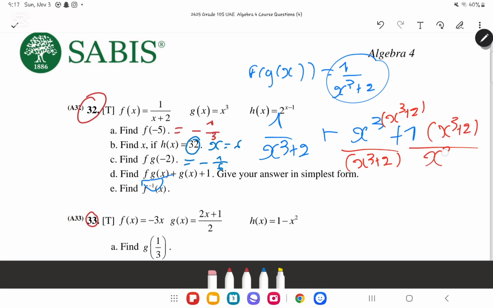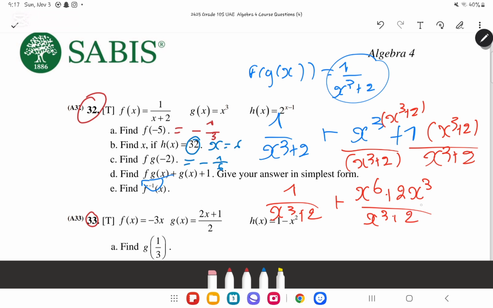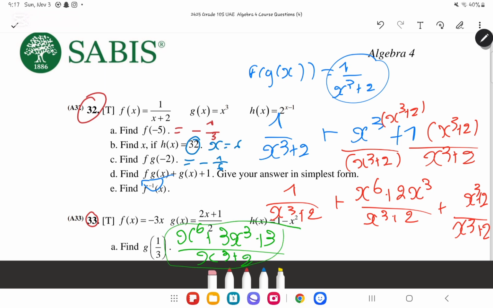Okay? And so what we will get is 1 over (x to the power of 3 plus 2), plus (x to the power of 6 plus 2x to the power of 3) over (x to the power of 3 plus 2), then plus (x to the power of 3 plus 2) over (x to the power of 3 plus 2). Then simplifying it, you are going to get (x to the power of 6 plus 3x to the power of 3 plus 3) over (x to the power of 3 plus 2). So this is our final answer.